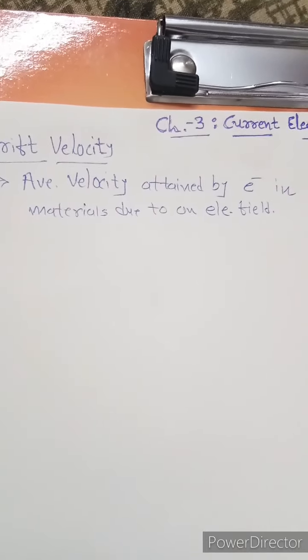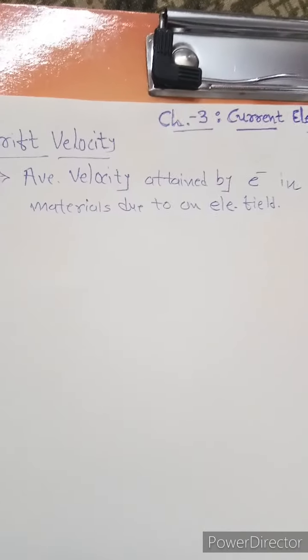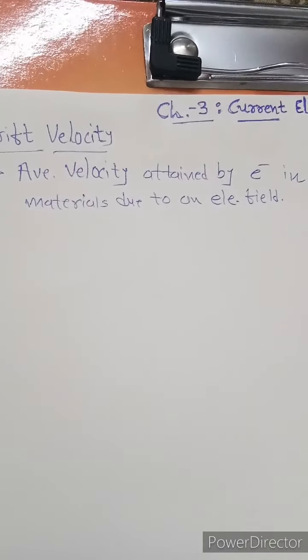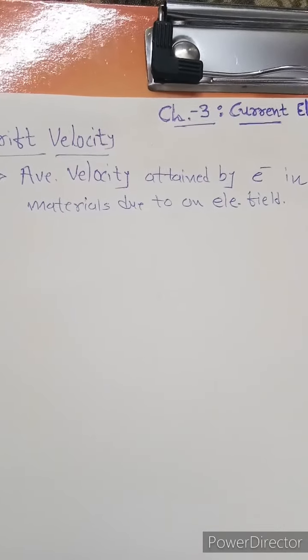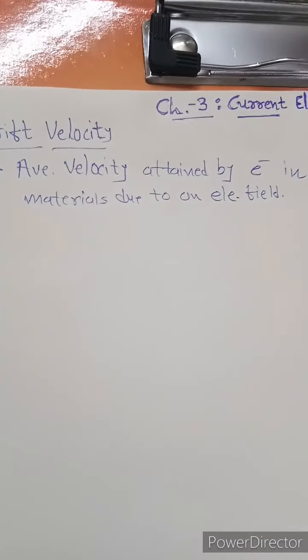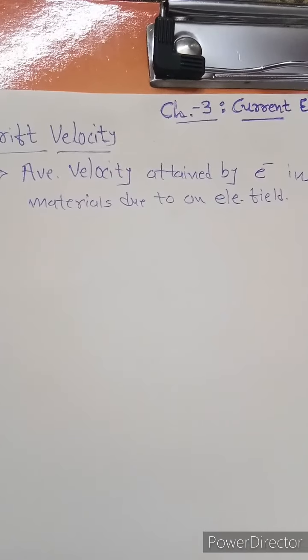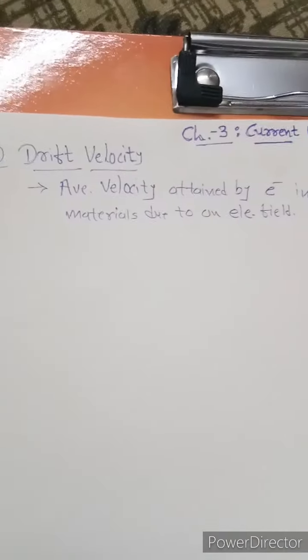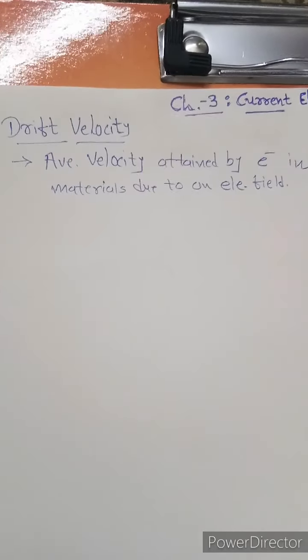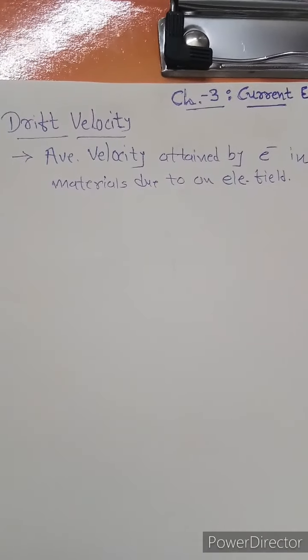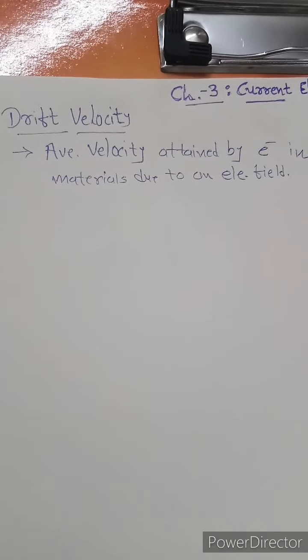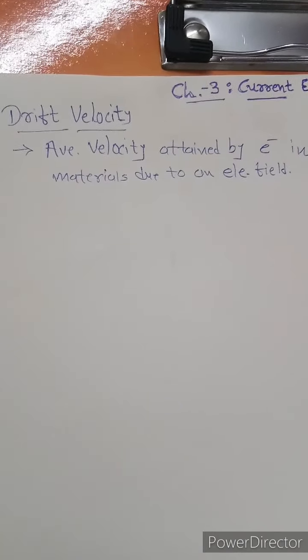an electric field. Drift's meaning is moving slowly. Here electrons are moving slowly. They will collide with each other during their motion, and due to this we will get velocity, and this velocity is known as the drift velocity. So next we have to find a formula of drift velocity.